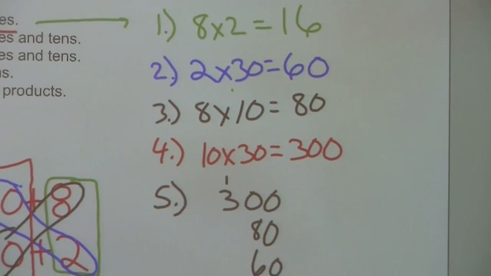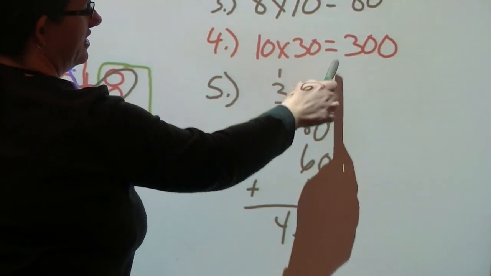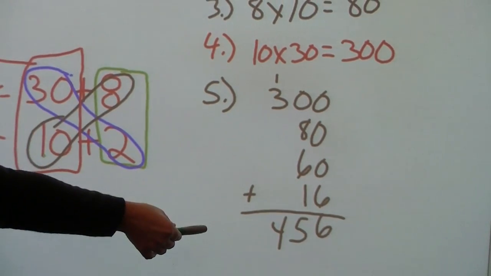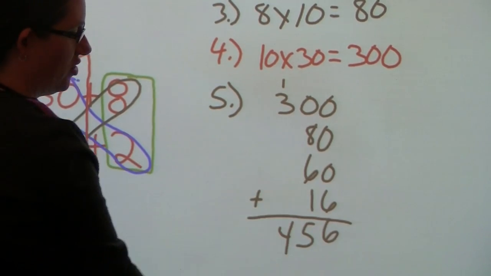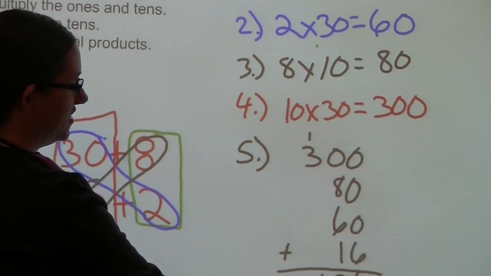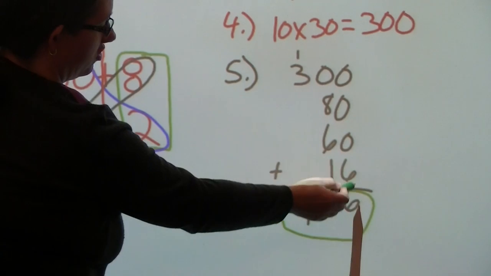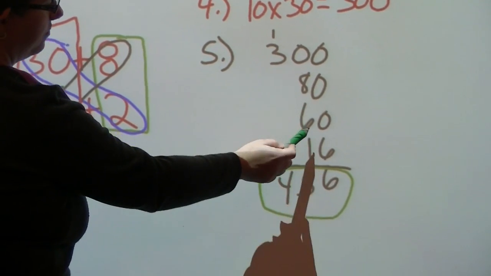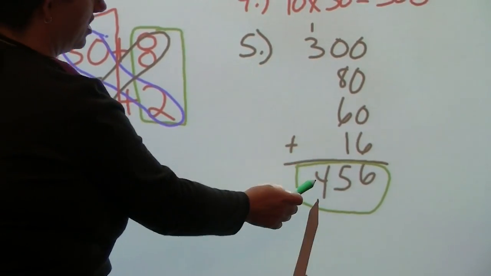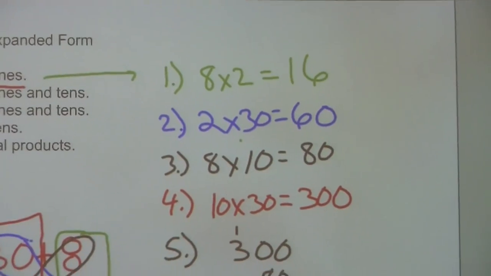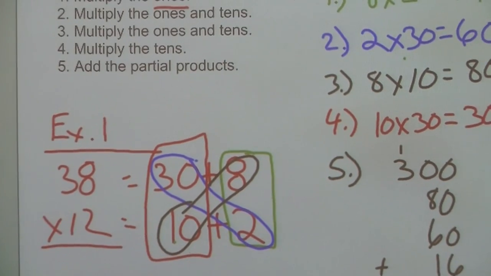Our last step says then to add the partial products. You could just keep them lined up and add it here, or for my visual purposes and keeping things together, I just rewrote all my numbers, lined up according to place value, and then added. And you will see here that we get 456. Zeros plus 6 gives us 6. 8 plus 7 gives us 15. 5 goes there, 1 gets regrouped, and 1 plus 3 is 4. So this is another way, 5th grade, to find a two-digit by a two-digit multiplication problem.